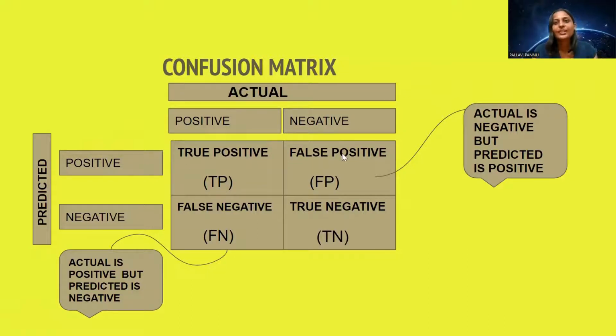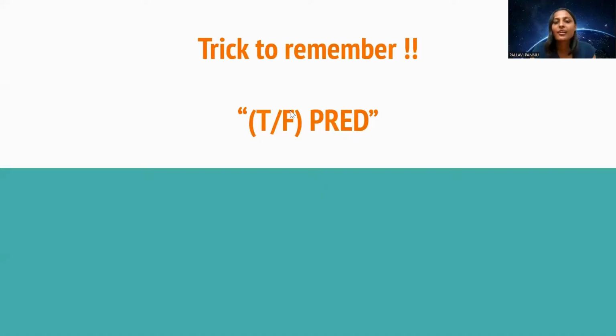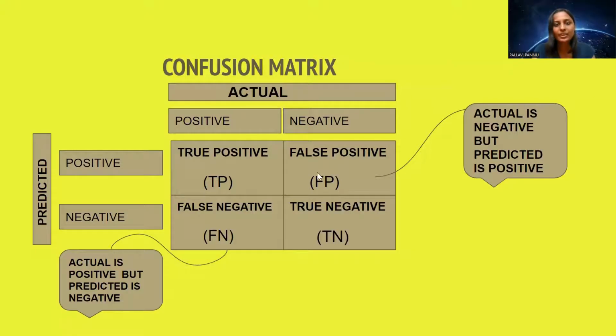Next, now you can easily decode. Let's start. Positive, negative, both are not matching. So we select false. If they are matching, select true. If they are not matching, select false. So I've selected false and the predicted is positive, so the second term is positive.